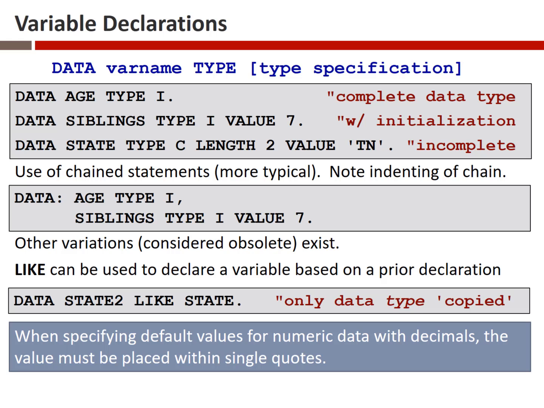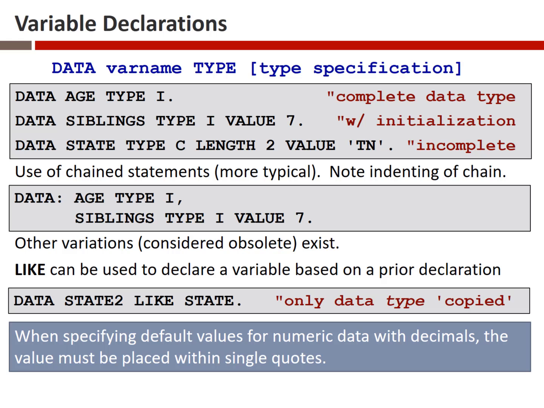When specifying default values, like up here I did data siblings type I value 7. Suppose I wanted to do data pi type F value 3.14. Well, if I put in my value clause 3.14, I got a problem. Why do I have a problem there?